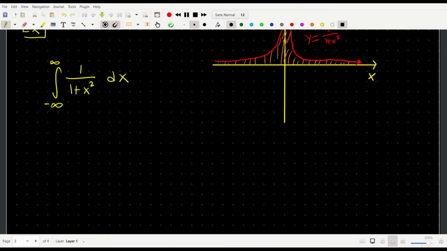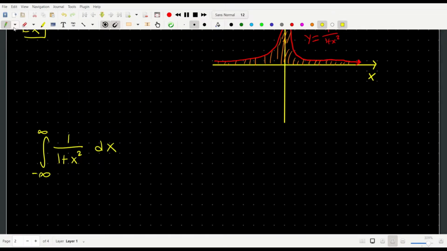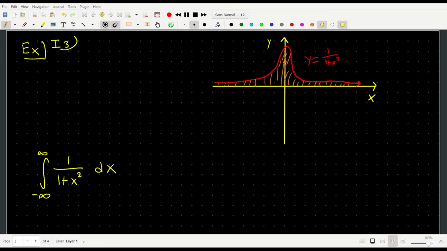And so you'll recall that in order to do this, we have to choose a value c. Any value c along the real number line should work. And we need to split this up into two separate parts. Specifically, we need to split this up into a positive part and a negative part, or an improper integral of type 1 plus an improper integral of type 2.